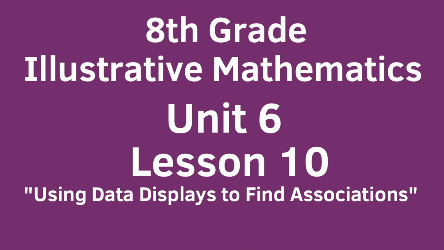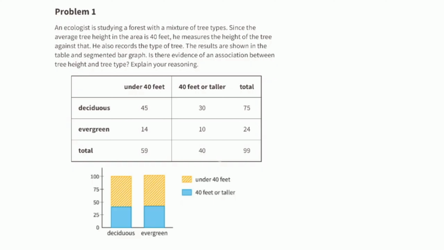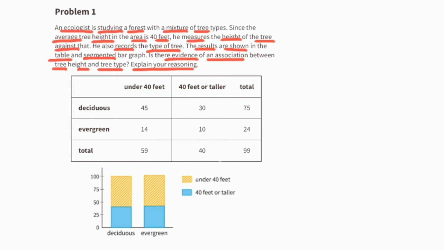8th grade Illustrative Mathematics, Unit 6, Lesson 10, using data displays to find associations. Problem number 1. An ecologist is studying a forest with a mixture of tree types.